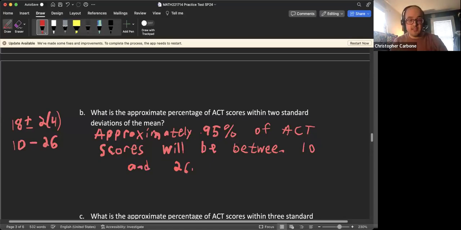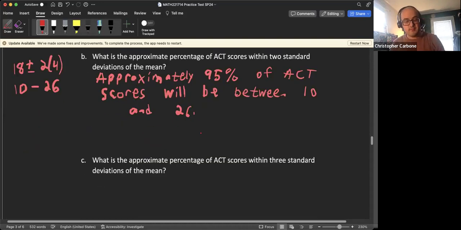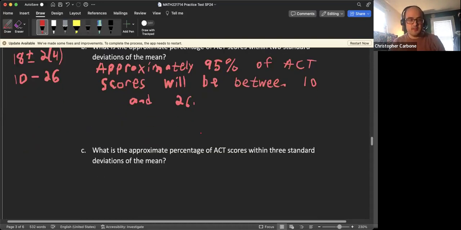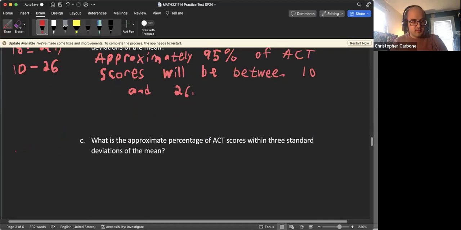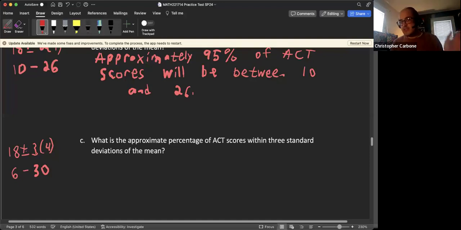This next one wants 3 standard deviations. So for this one, 18 plus and minus 3 times 4. So the low one for this is going to be a value of 6, and the high one is going to be a value of 30, when you subtract and add, respectively.